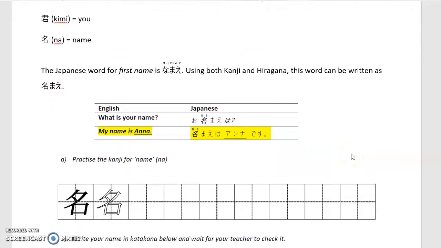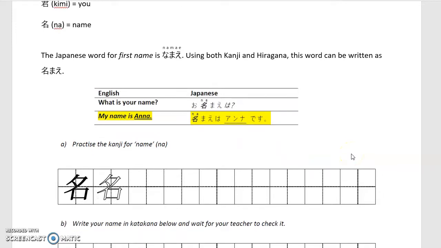If we think back to year 7, you learnt the question, what is your name? Onamae wa. Have a practice of that now. Onamae wa. Good. And if you were to answer it, my name is Anna: Namae wa Anna desu. So Anna is underlined there. That's katakana. It's a foreign word.